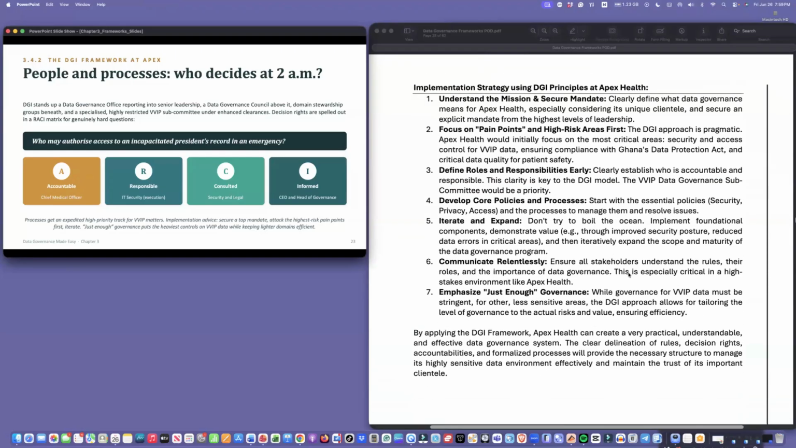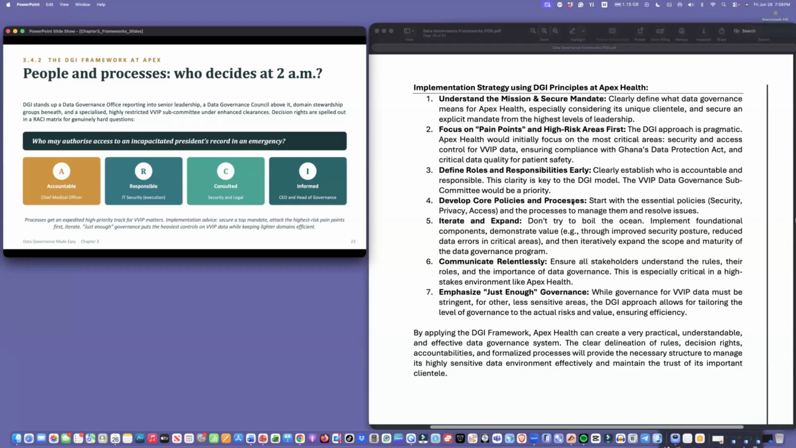Now, how are we going to get these things done? We are going to understand the mission and secure the mandate. We are going to focus on where the high risk is. We're going to define the resources and responsibilities early. What I'm very happy about is that when I asked you which of these components will be important to you, quite a number of you, no matter what you said, mentioned roles and responsibilities. So you can see it here: roles and responsibilities should be defined early. Establish who is accountable and who is responsible.